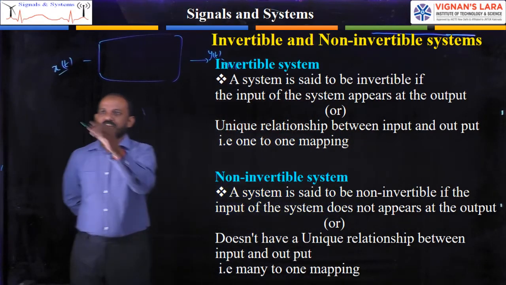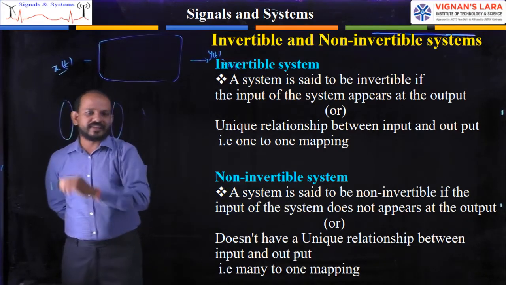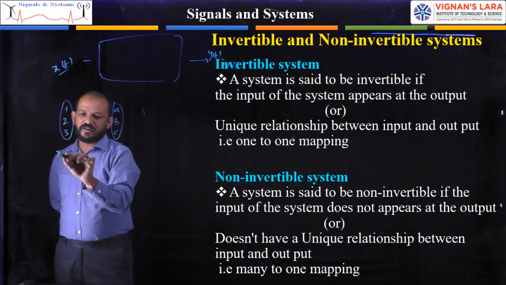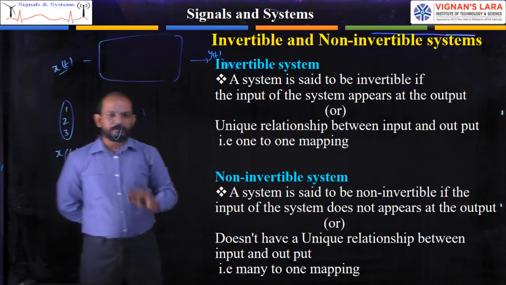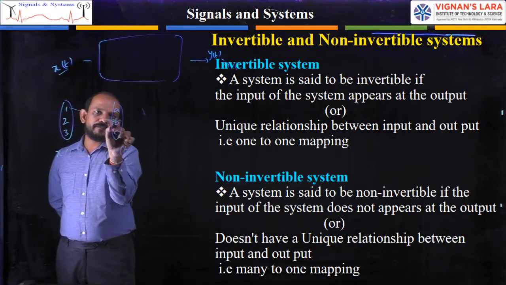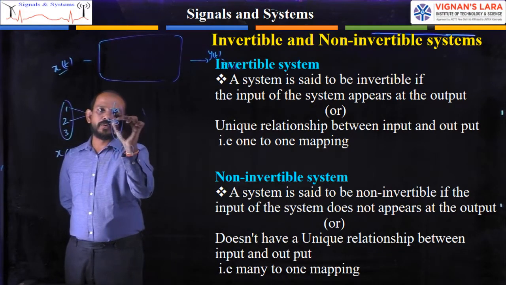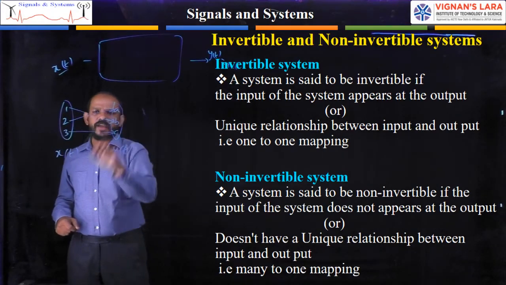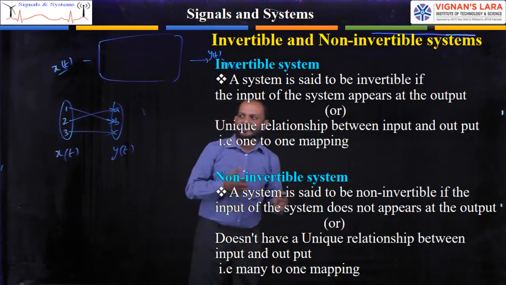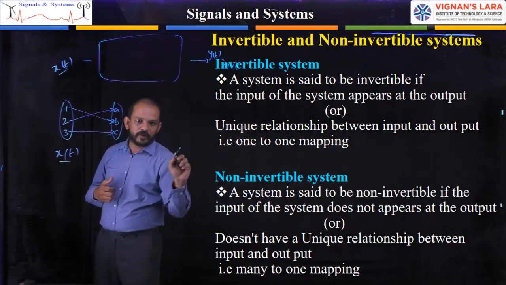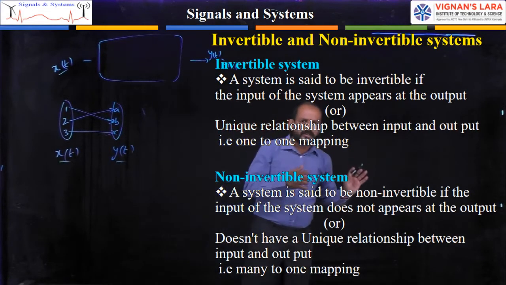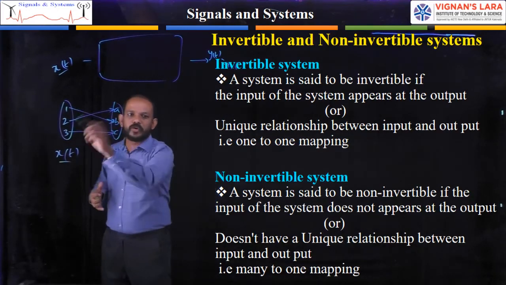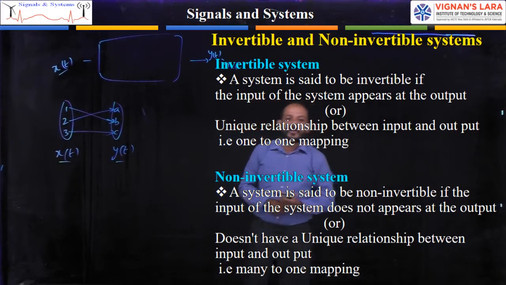For understanding one-to-one mapping, let us take two sets like this. Here I have 1, 2, 3 and here I have A, B, C. This is our input x of t, and consider this is our output y of t. 1 is mapped to B, 2 is mapped to A, and 3 is mapped to C. Here there is only one-to-one mapping, that is the unique relationship between input and output. So for one input there is only one output. We have separate inputs and separate outputs. Those types of systems are called invertible systems.